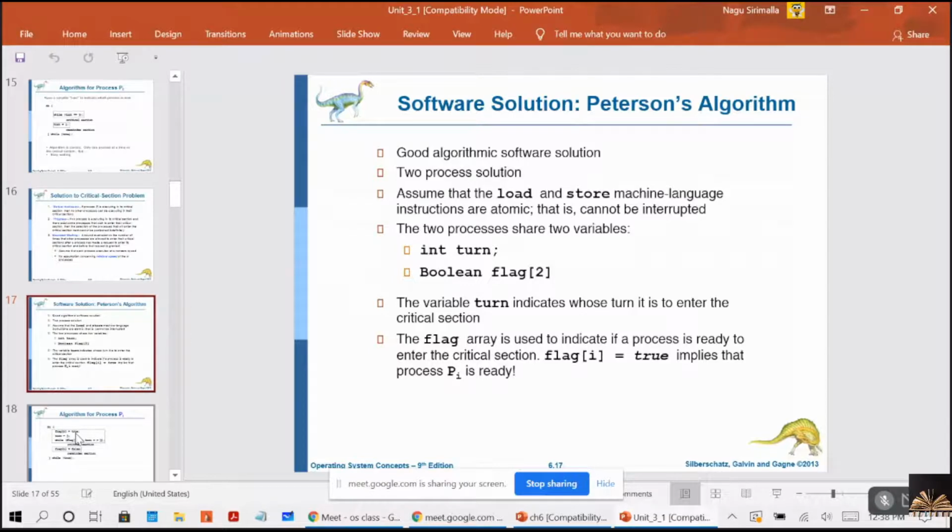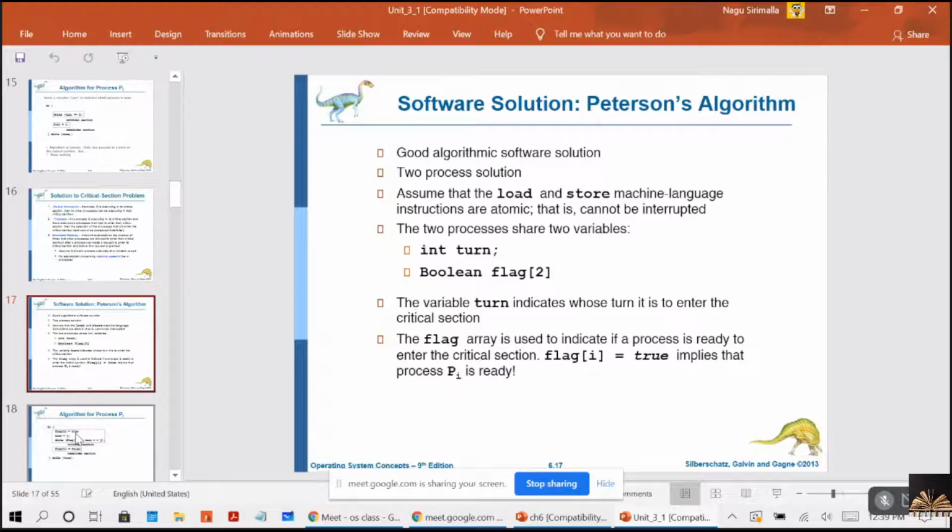Now coming to this Peterson solution. It is a classic software-based solution to the critical section problem, right? Here the Peterson solution is restricted to two processes that alternate execution between their critical sections and the remainder sections, right? So that is the reason I can say it is the two process solution for the critical section problem. So assume that load and store are the machine language instructions which are atomic, that is, cannot be interrupted.